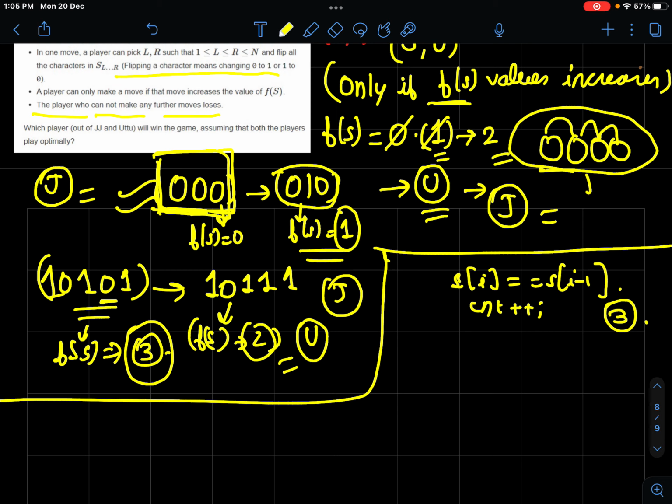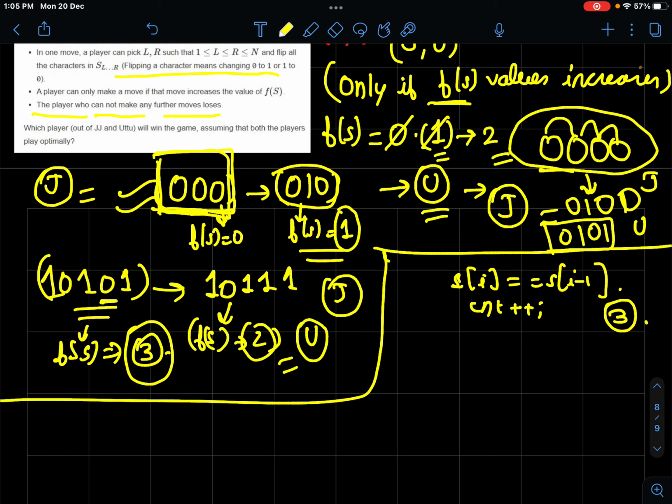And in this case, let's see who wins. If we make our first move, we can make 0 1, and we can make 0 1 0 1 0. So J makes the first move, then 0 1 0 1. Uttu makes the move. Now after making the move, we will see that J can't make a move. So Uttu will win here and J will lose.